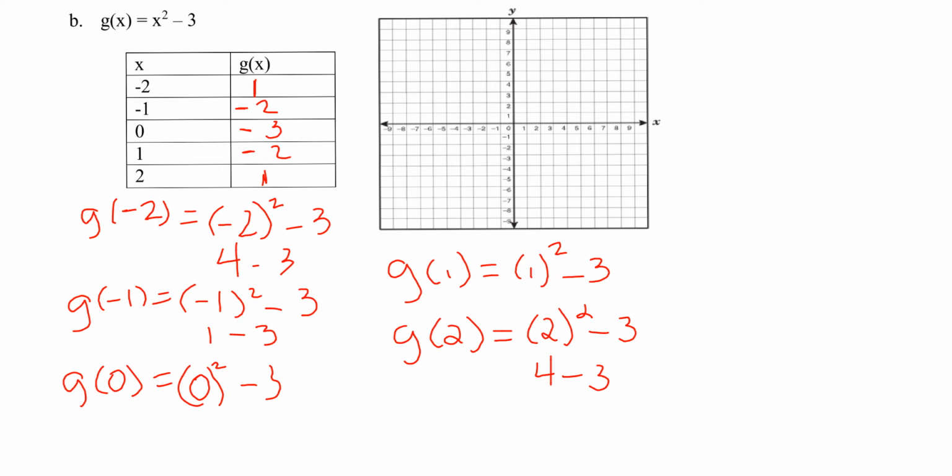And when we go to plot our points, we have negative 2, 1. So I'll go out to negative 2 on the x-axis, up to 1. Then I have negative 1, negative 2. So that will be down there. 0, negative 3 will be right here. And then I have 1, negative 2, and 2, 1. And you're going to notice here that this, because it's an x squared graph, is going to be in the shape of a U, or it's called a parabola. Okay, so that is our function there. And again, you can check it on your calculator.